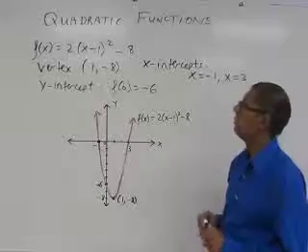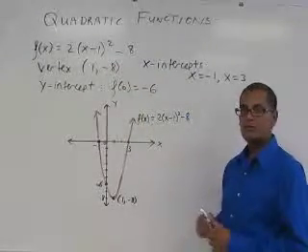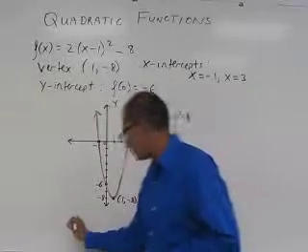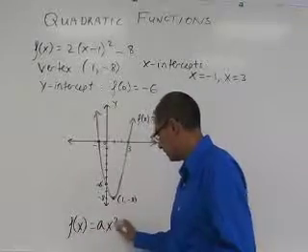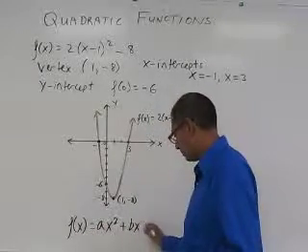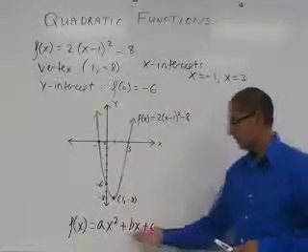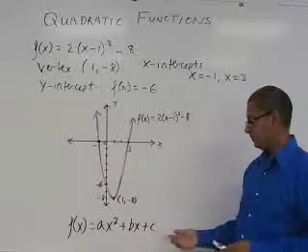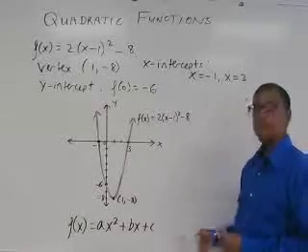Now what happens if you're not given a function in this nice form where I could just read off the vertex? What happens if you're given the equation of the quadratic function in this form, ax squared plus bx plus c, which is generally the type of quadratic function we will see more often? How do you find the vertex when you're given a quadratic function in this form, and how do you find the zeros?